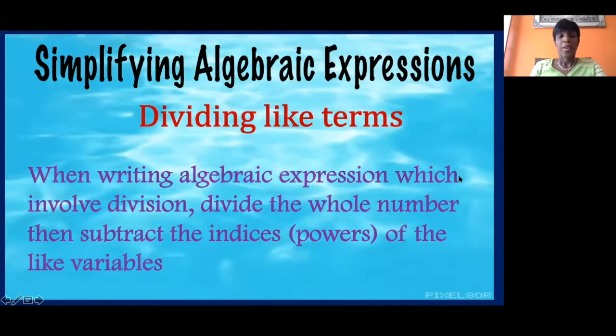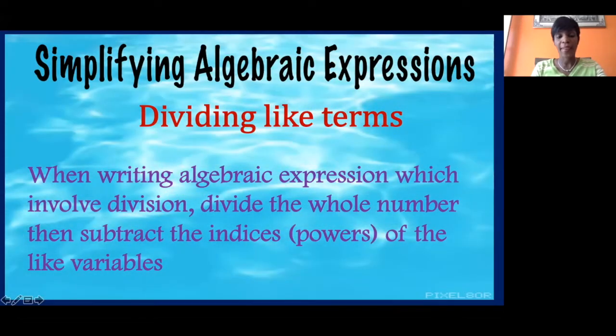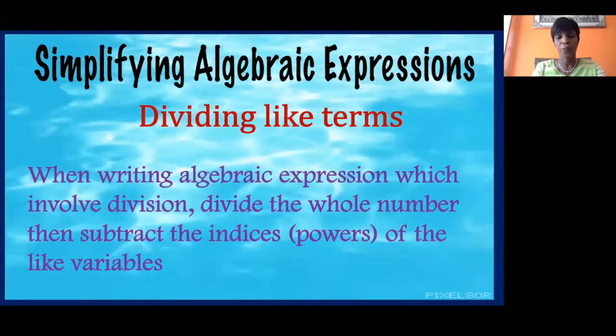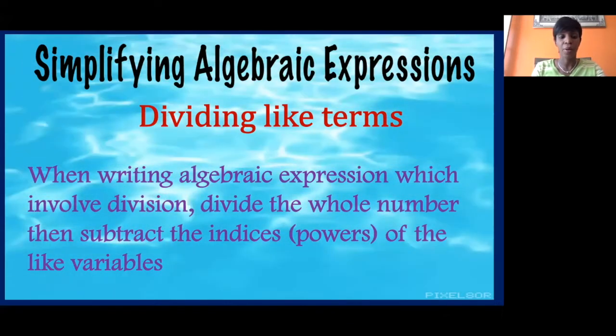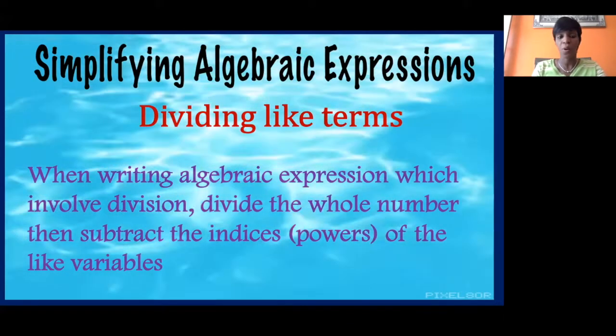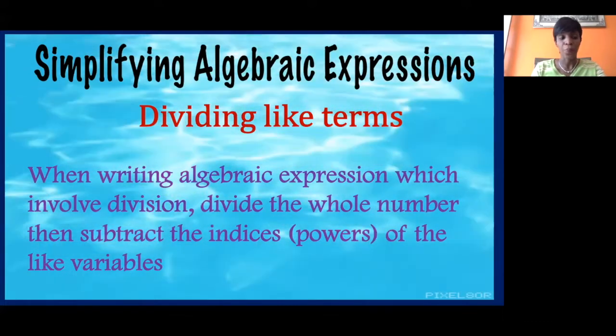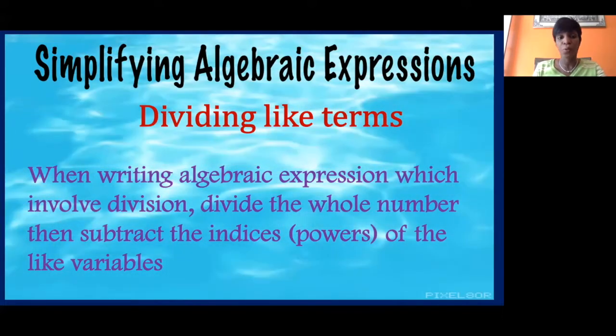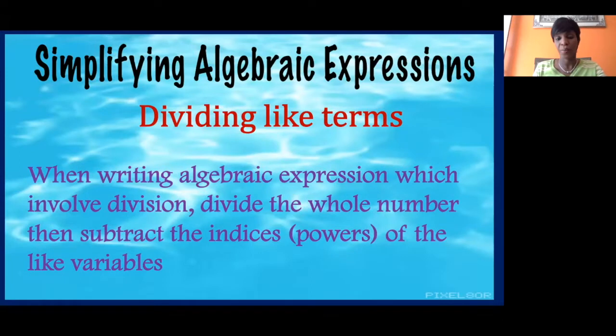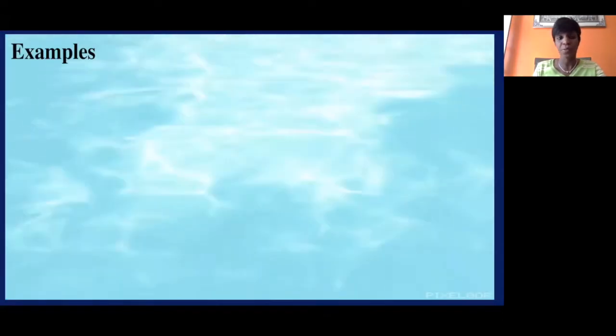Now, when writing algebraic expressions which involve division, divide the whole numbers, then subtract the indices, the powers, of the like variable. That is one of the rules when dividing like terms. Let's look at some examples using that.